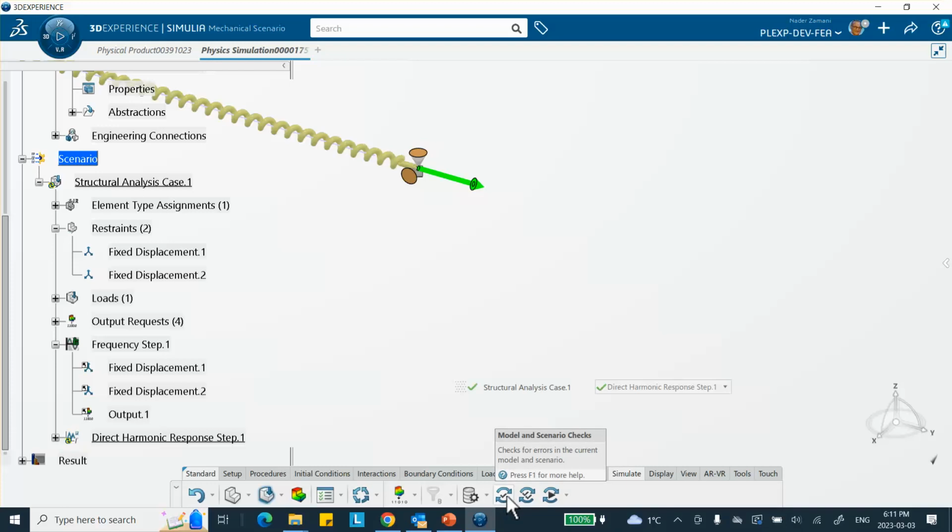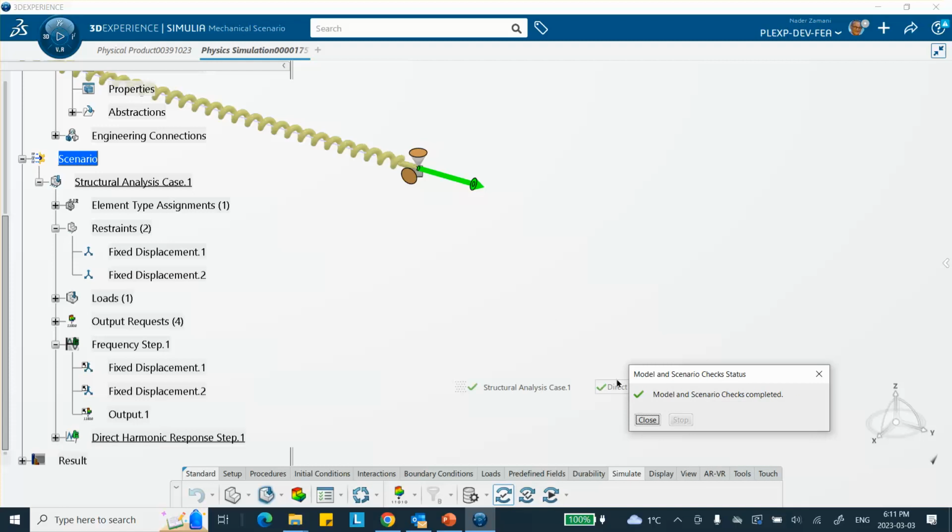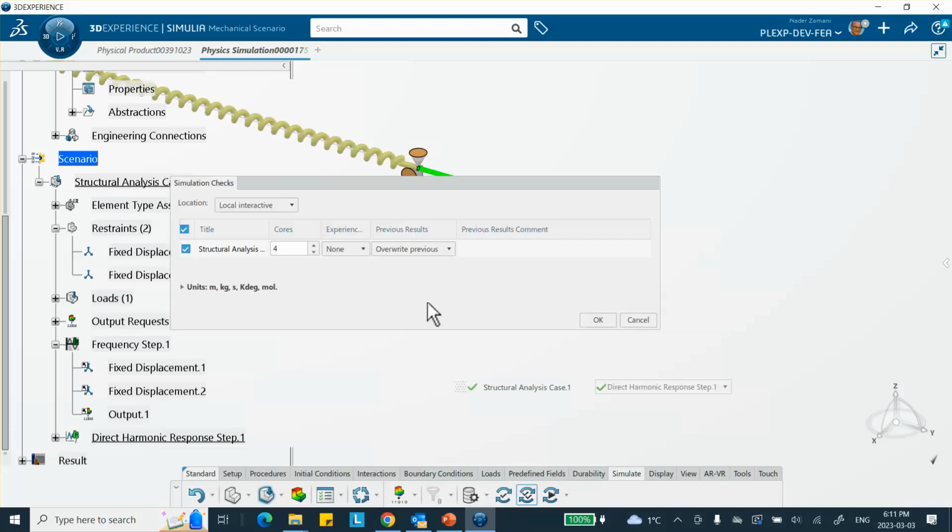Let's do a model and scenario check. I don't anticipate... Oh, yes, yes. Let me show you something. Actually, this will bomb out, and it's a good idea to do it because I want to show you something. Close. Let's do a simulation check. I think it's worth seeing the failure here.